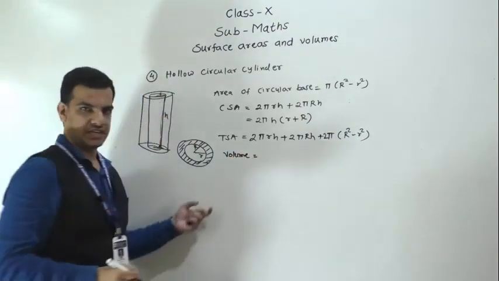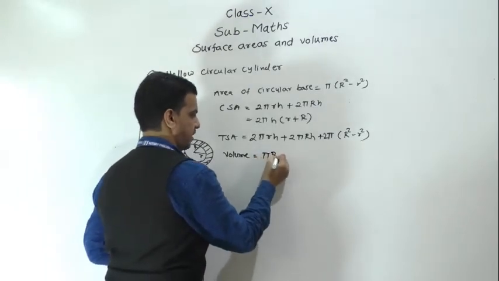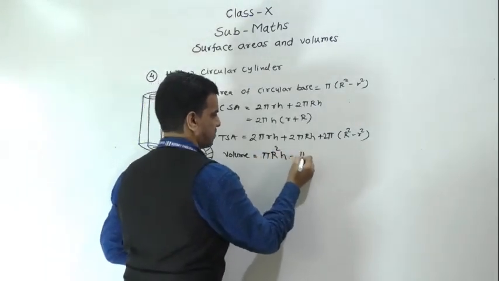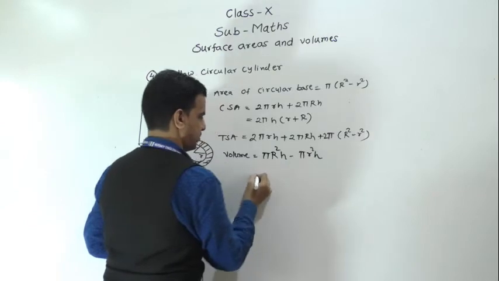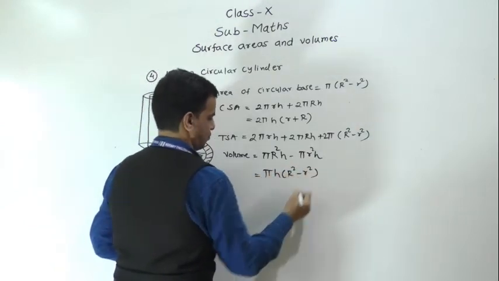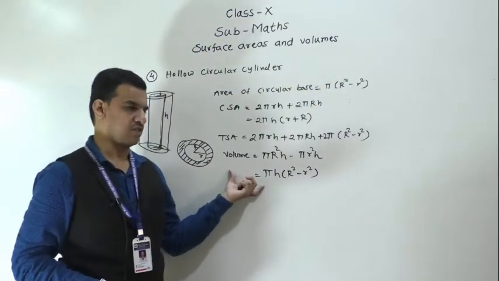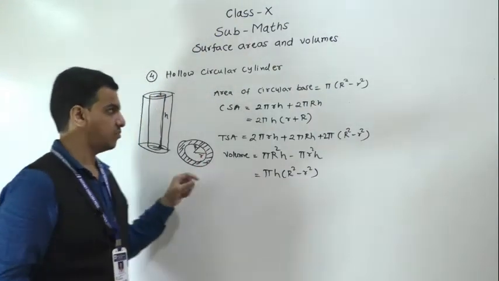And volume. Volume of cylinder is pi r square h, so volume of hollow cylinder is pi capital R square h minus pi small r square h. Taking pi h common, (R square minus r square), we will get the volume of hollow cylinder. Understand this up to this.